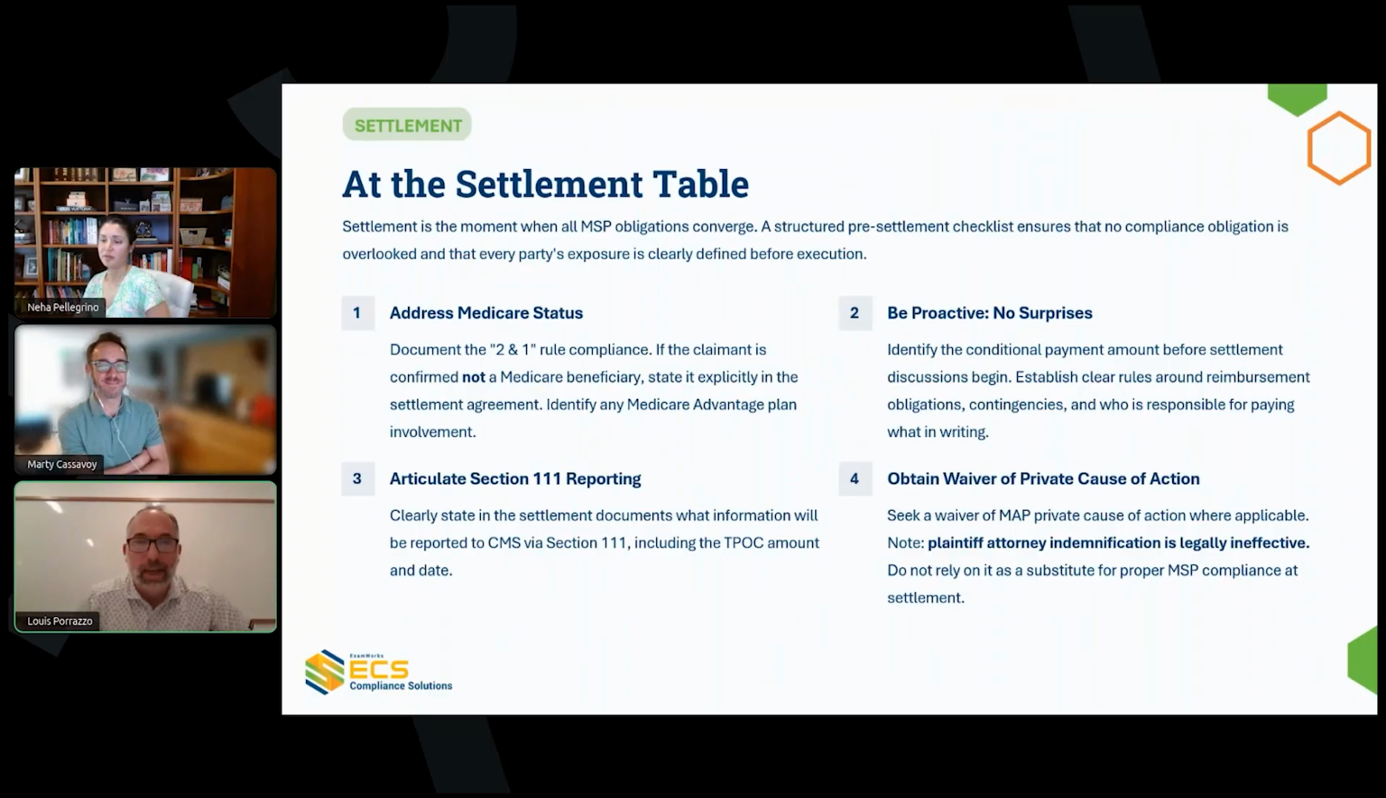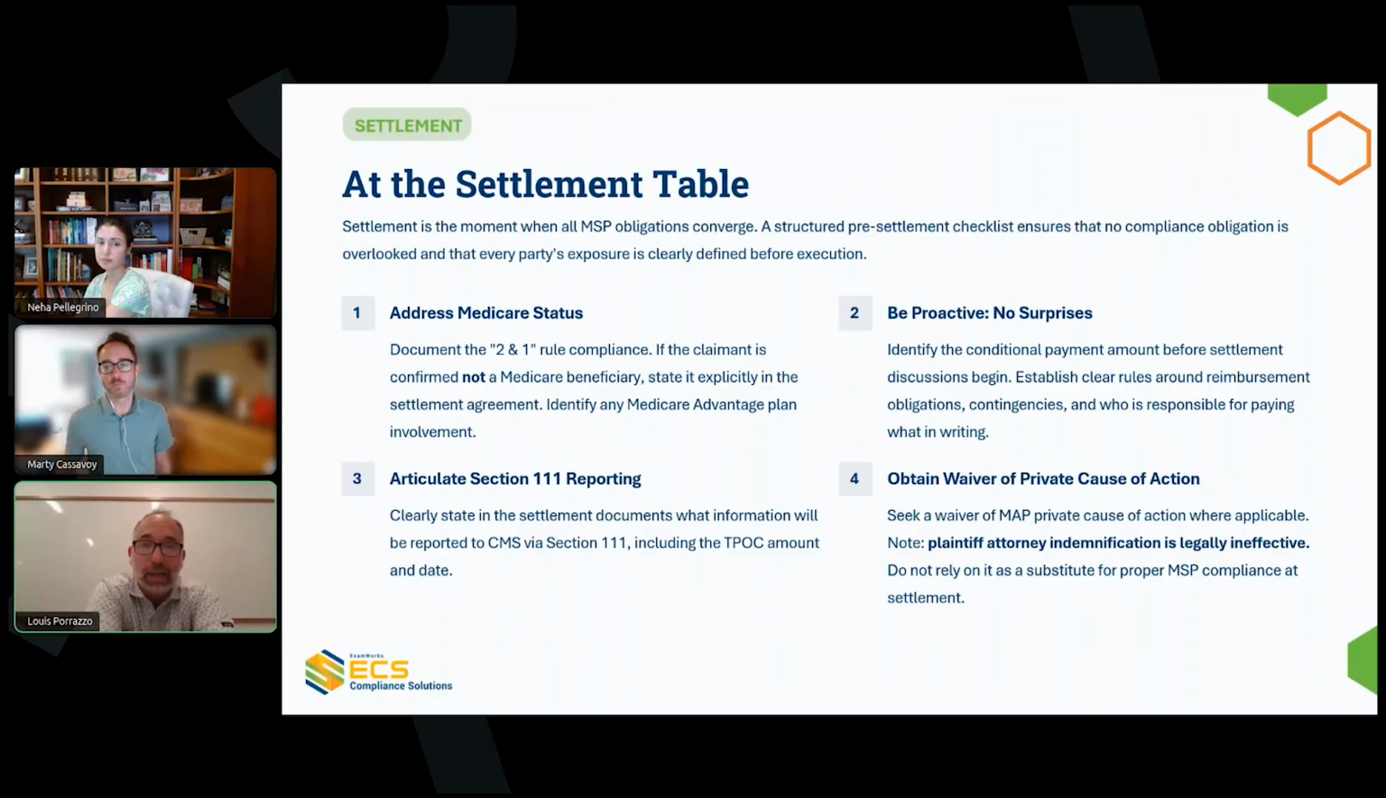Thanks, Neha. And when we're talking about liability, the settlement is really when most of the MSP obligations converge. Having a checklist of what to do prior to that settlement ensures that no compliance obligation is overlooked. It ensures that your exposure and every party's exposure is clearly defined before you execute that release. So number one, remember, address the Medicare status.